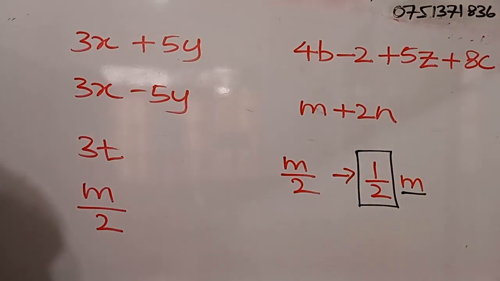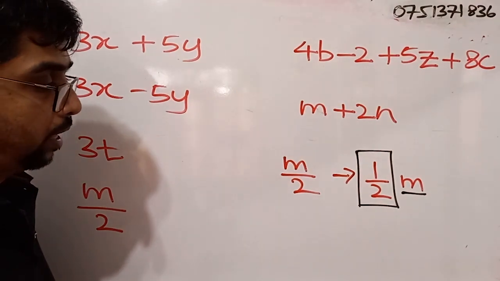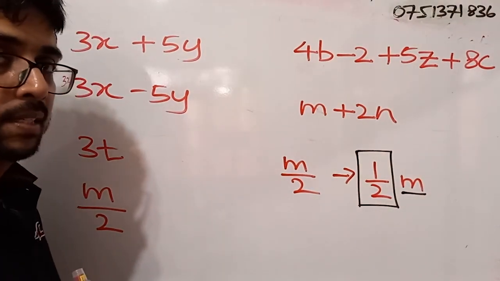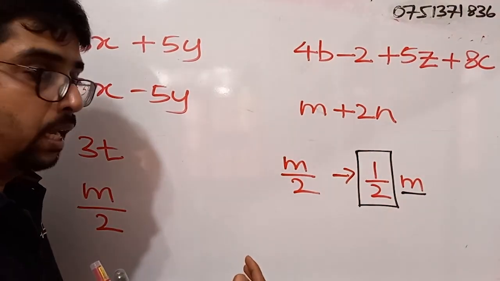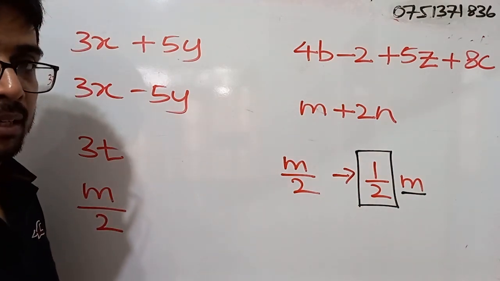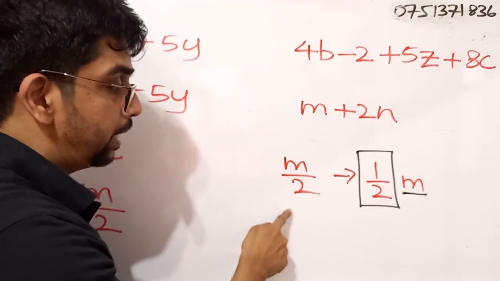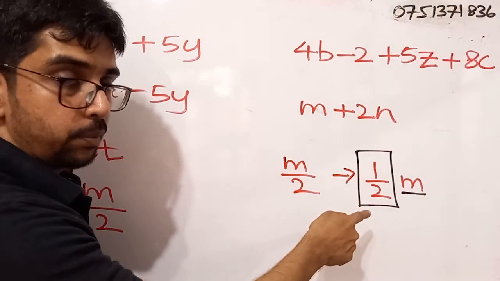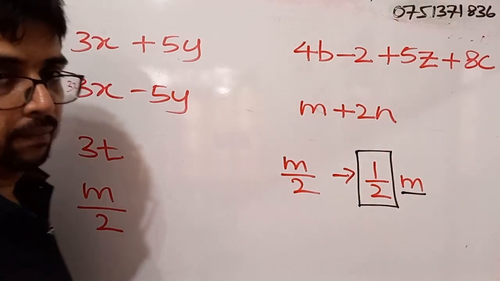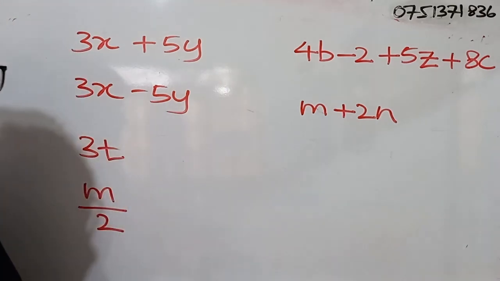So when you learn about mathematics in higher grades, you will learn that when we talk about coefficients, the coefficient can either be a whole number and also it can be what? A fraction. Right? For the moment, m divided by 2 is what? This entire thing is an algebraic expression, right? So the coefficient of m is what? Half, right? So now we will consider this algebraic expression.